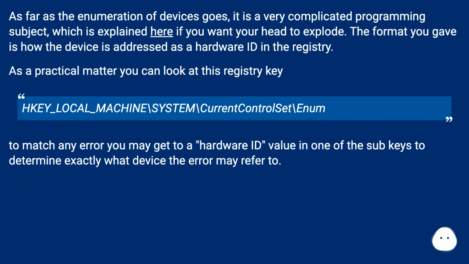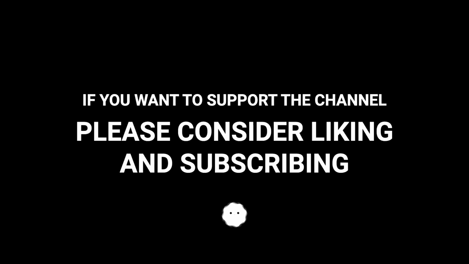As far as the enumeration of devices goes, it is a very complicated programming subject, which is explained here if you want your head to explode. The format you gave is how the device is addressed as a hardware ID in the registry. As a practical matter, you can look at this registry key, HKEY_LOCAL_MACHINE\SYSTEM\CurrentControlSet\Enum, to match any error you may get to a hardware ID value in one of the subkeys to determine exactly what device the error may refer to.